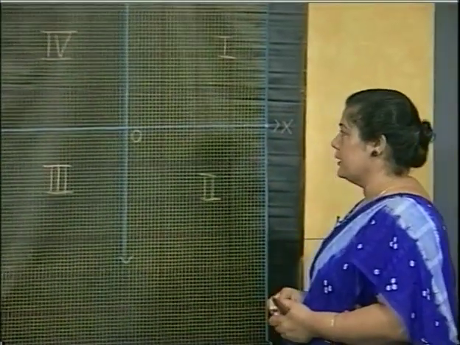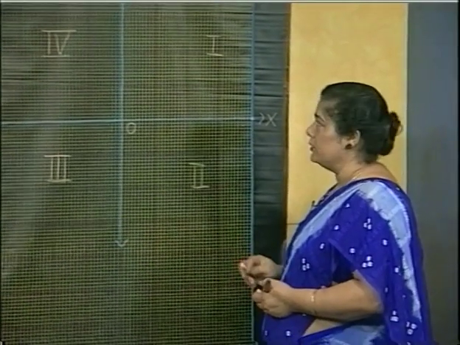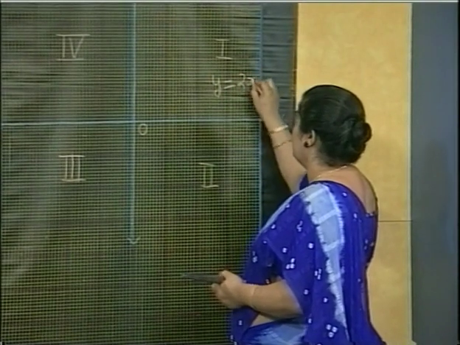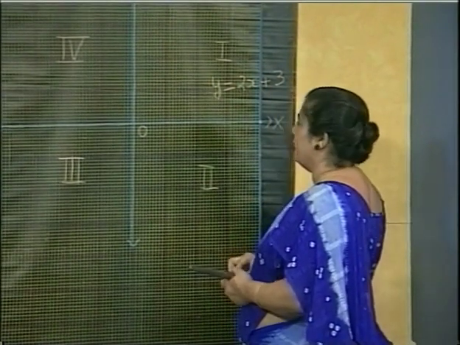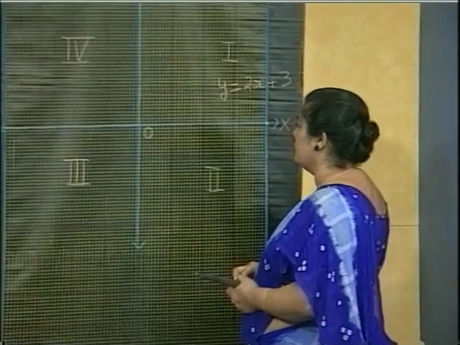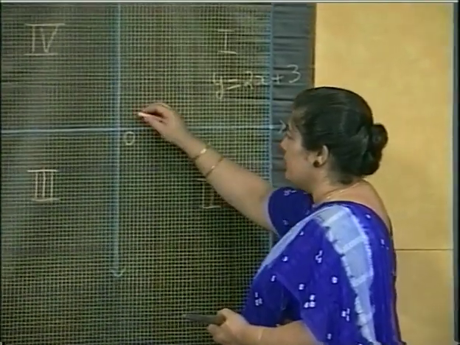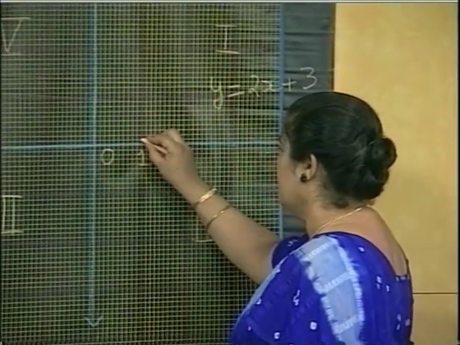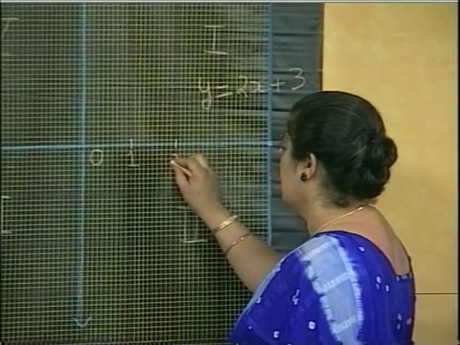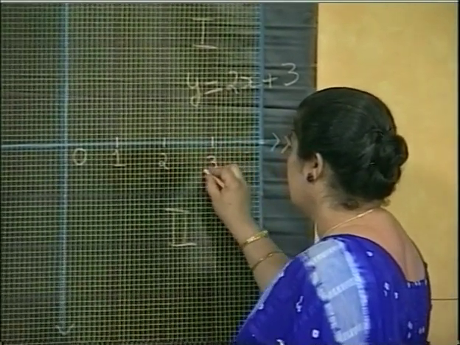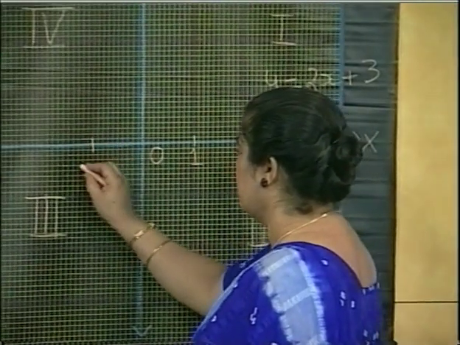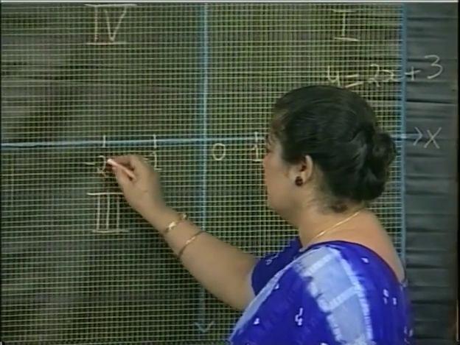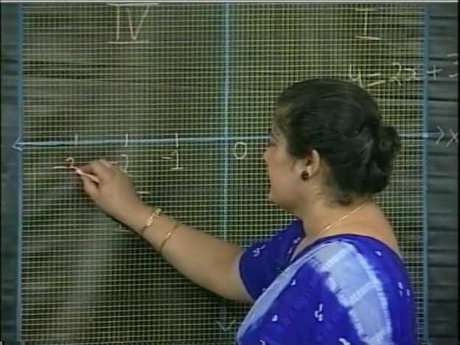Now when we are plotting the graph, we need to take the linear equation y is equal to 2x plus 3. The values we got are x is equal to 0 and y is 3. So here we put the numbers 1, 2, 3. This side negative, minus 1, minus 2 and minus 3.